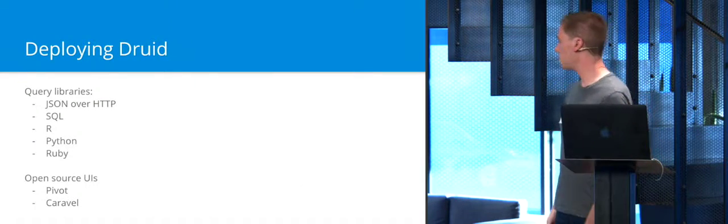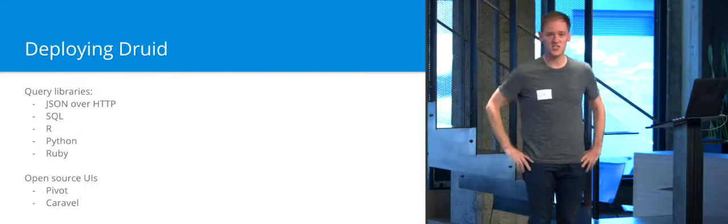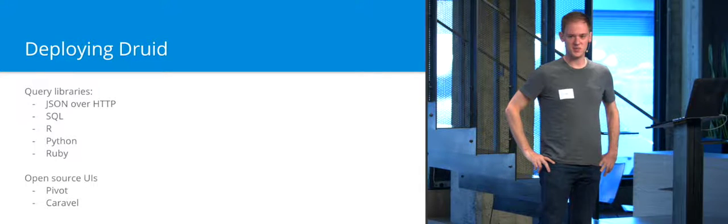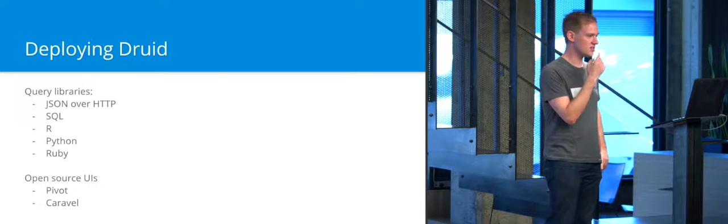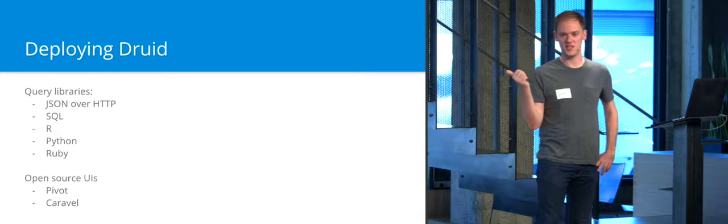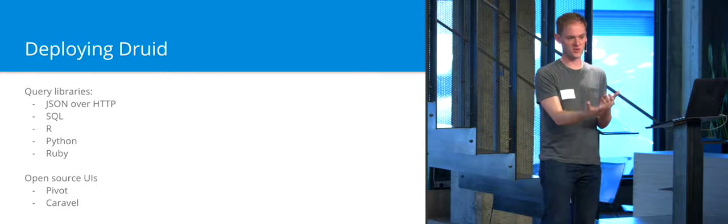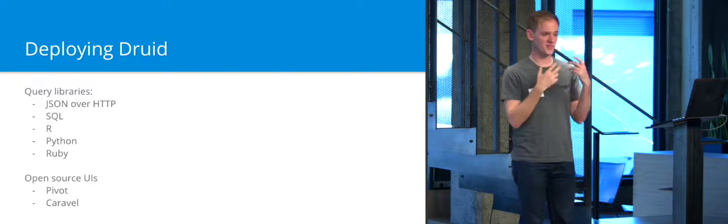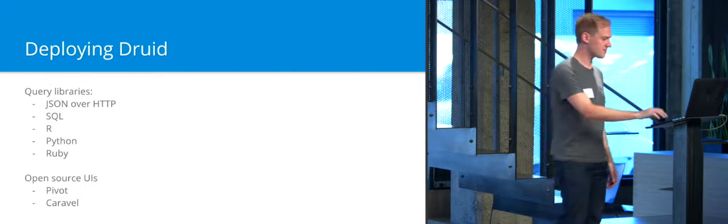There's a variety of ways to query Druid. You can query Druid using JSON over HTTP. We have a SQL library as well, R bindings, Python bindings, Ruby bindings. There's also open source UIs. I showed you Pivot, and Caravel is another one from Airbnb. Pivot's very exploratory, click around, slice and dicey. Caravel is a lot more like build a visualization and build a dashboard.